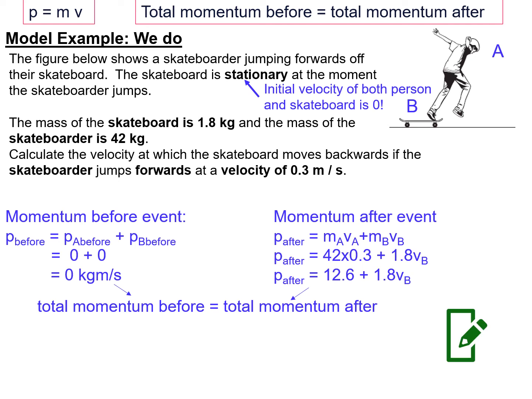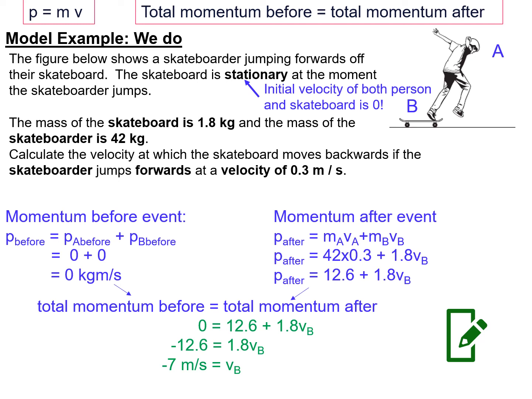Hopefully you've now got your lines of working. We are now going to self-assess our work. So the total momentum before equals the total momentum after. This means you should have written down that 0 is equal to 12.6 plus 1.8 VB. We can then minus 12.6 from both sides to get minus 12.6 is equal to 1.8 VB. To get VB by itself, we then divide both sides by 1.8.